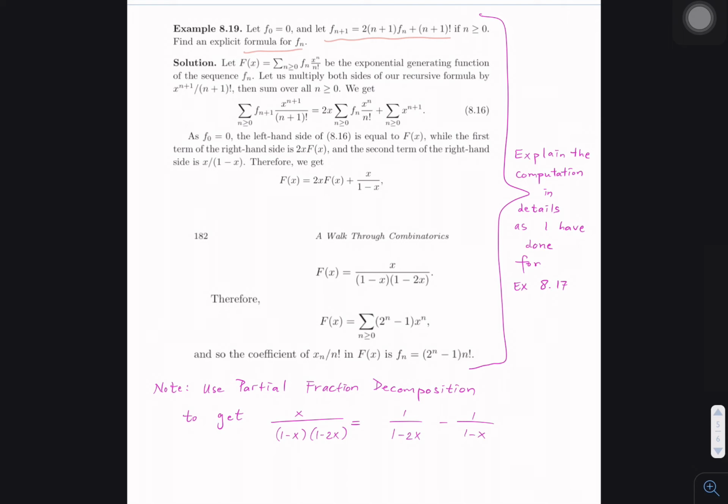What I want you to do is explain the computation in detail, just as I have done for the previous example. So to go from here, you would first need to do partial fraction decomposition to find that. And then there are a few extra steps to get to the solution.